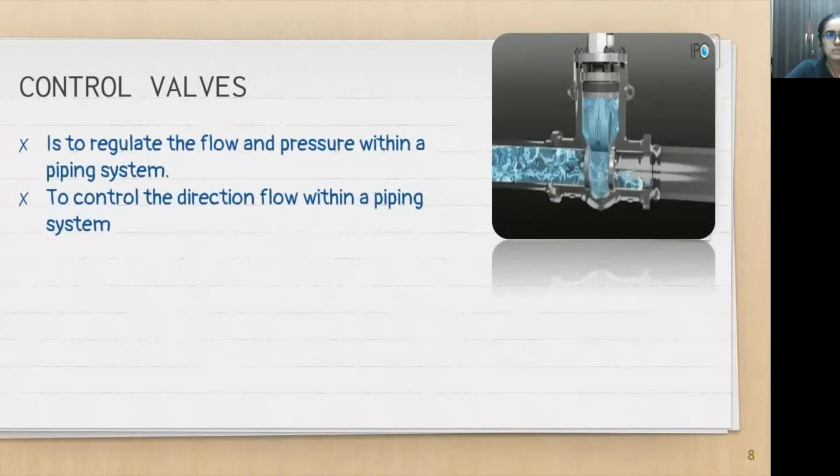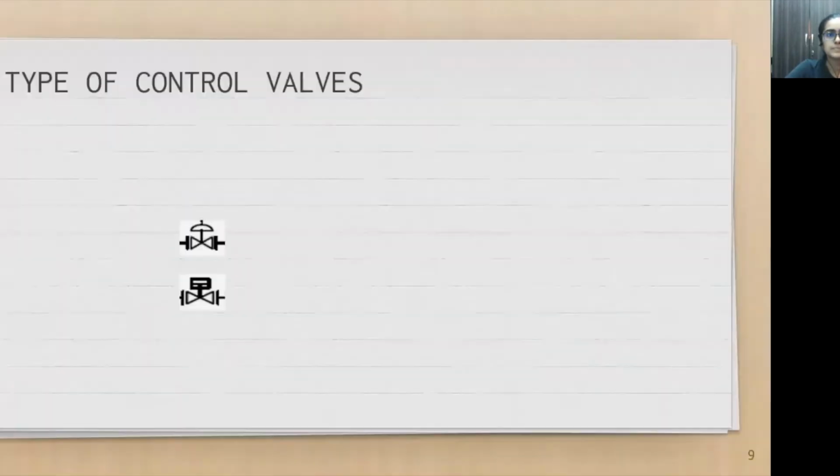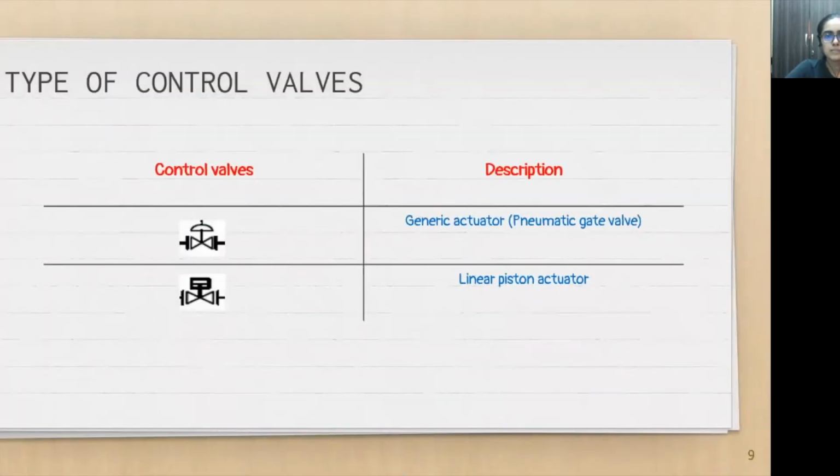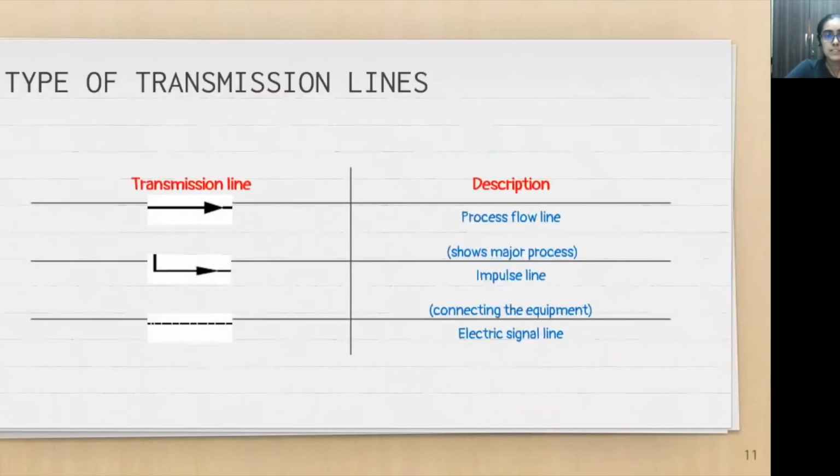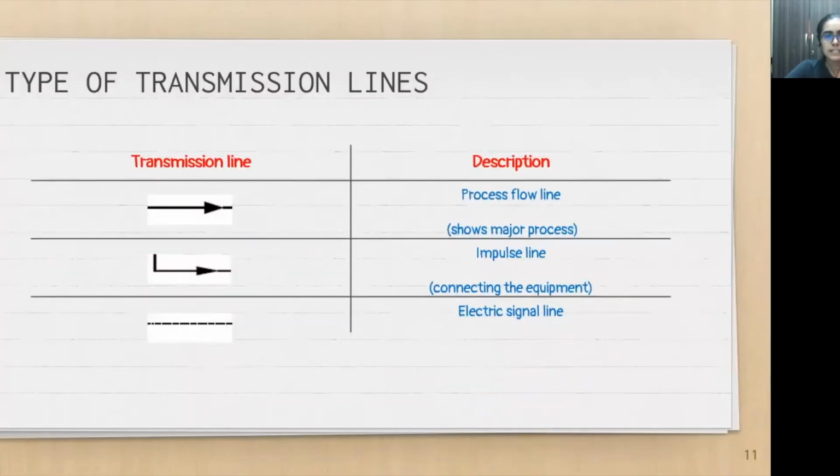Control valves are used to regulate the flow and pressure and also the direction of flow within a piping system. The types of control valves are pneumatic gate valve and linear piston actuator. The transmission lines are used to connect between instruments or process to transmit signals. Transmission lines in this P&ID are process flow line, impulse line, and electrical signal line.